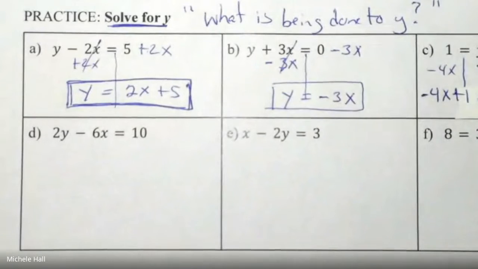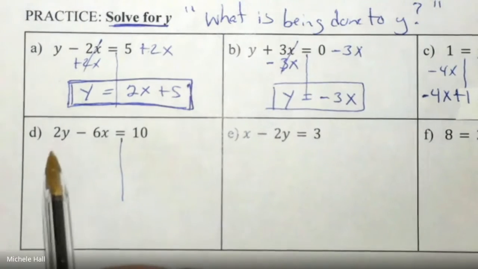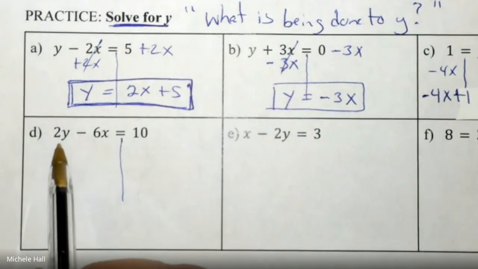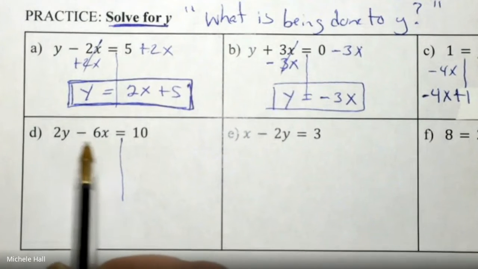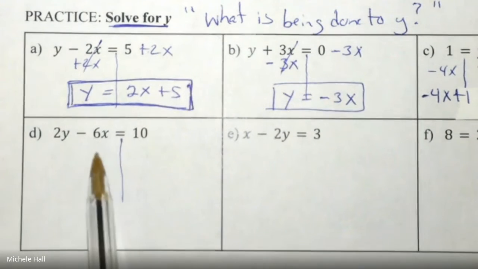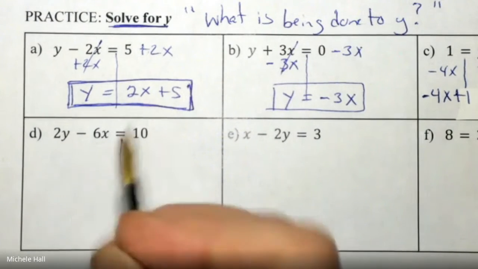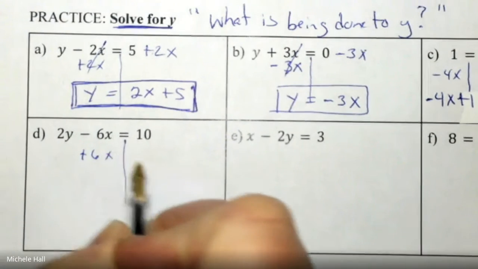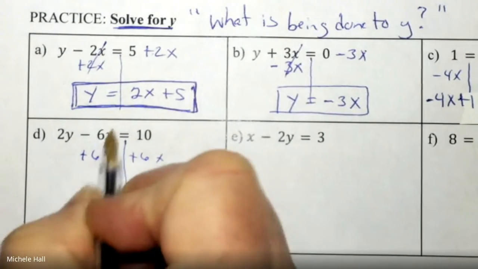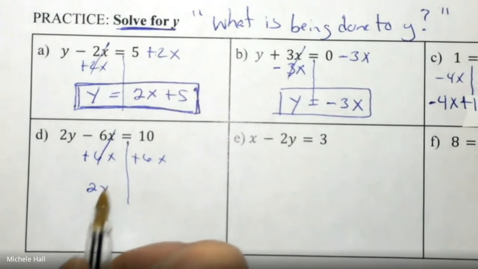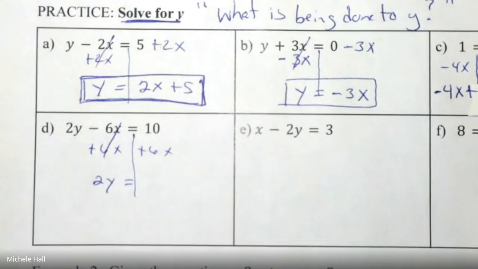Okay, now the next one is a little different. I want to know what's being done to y on problem D. What is being done to y this time? Y is being multiplied by 2 and subtracted by 6x. This is like a two-step equation because there's two things being done. So first we undo the addition and subtraction, and then the multiplying or dividing. So the opposite of a negative 6x is a plus 6x. Plus 6x. I'm left with 2y equals, and again, 10 plus 6x, I stacked it like that.